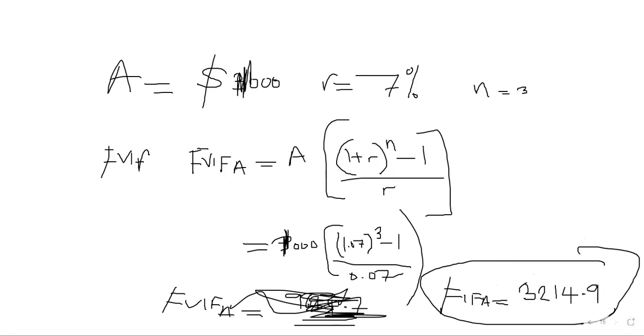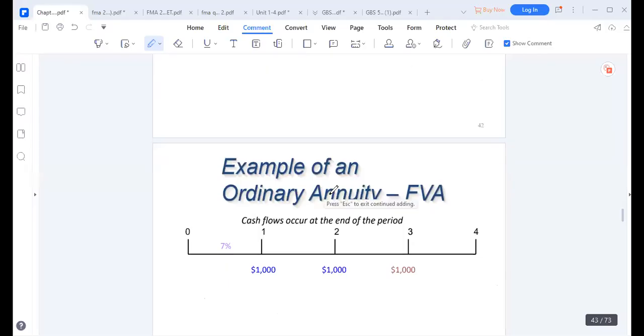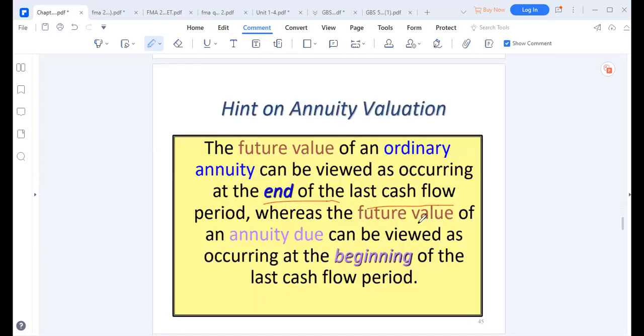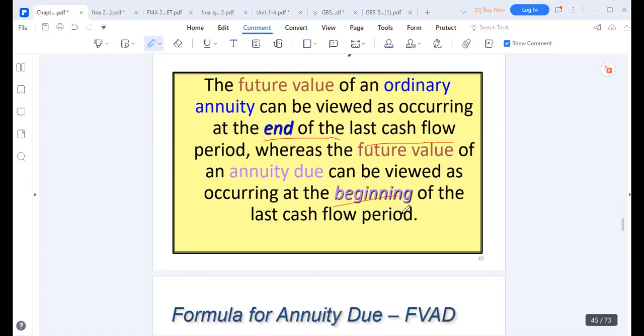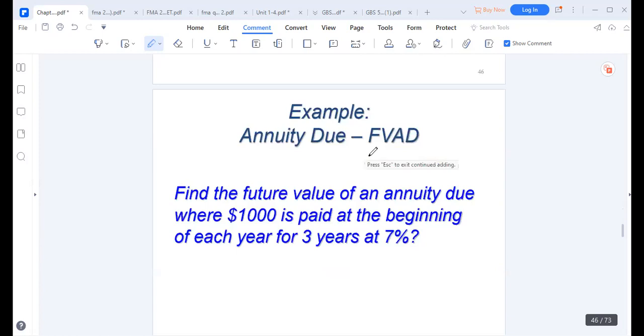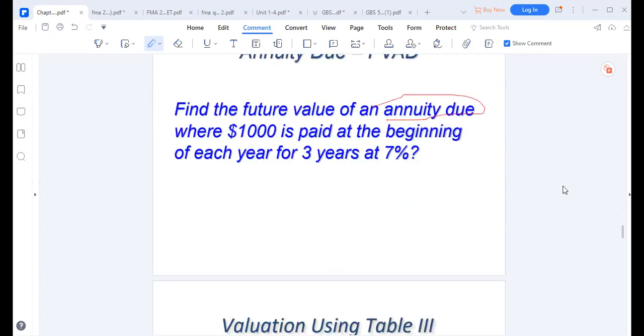So we can get down to the other example here, where we look at the future value of an ordinary annuity, which can be viewed as occurring at the end of the last cash flow period, whereas the future value of an annuity due can be at the beginning, like I mentioned. So, for an annuity due, for example, find the future value of an annuity due where 1,000 is paid at the beginning of each year for the next three years. Meaning it carries an extra interest.